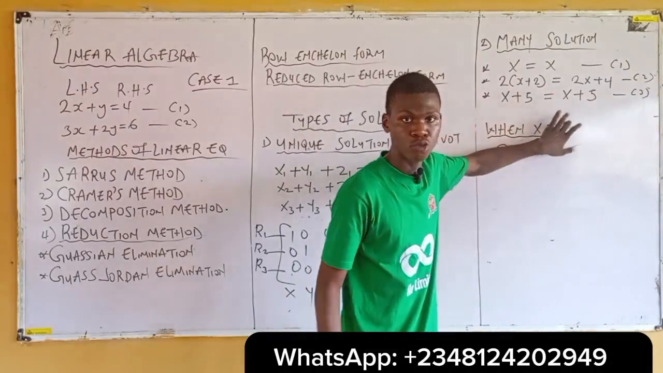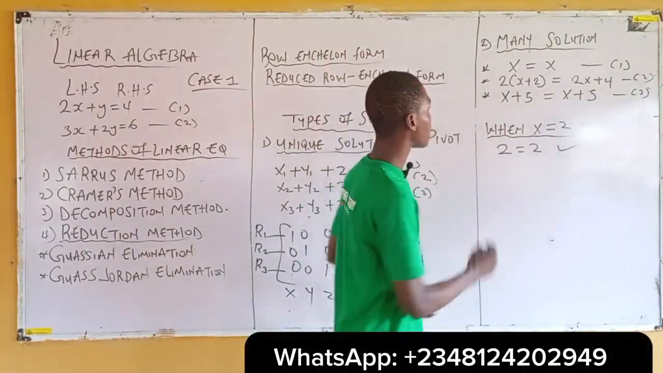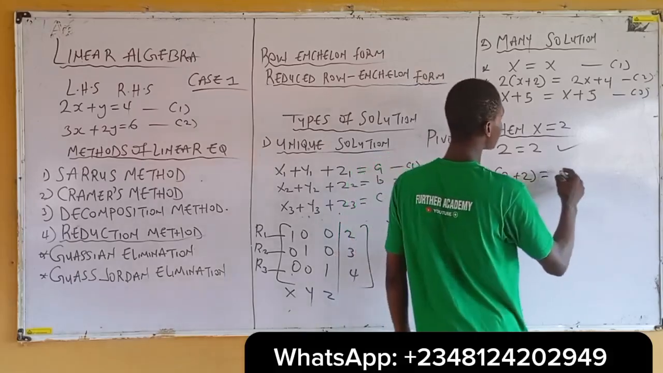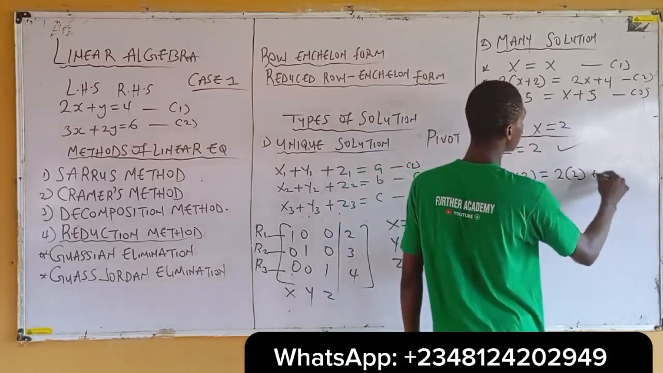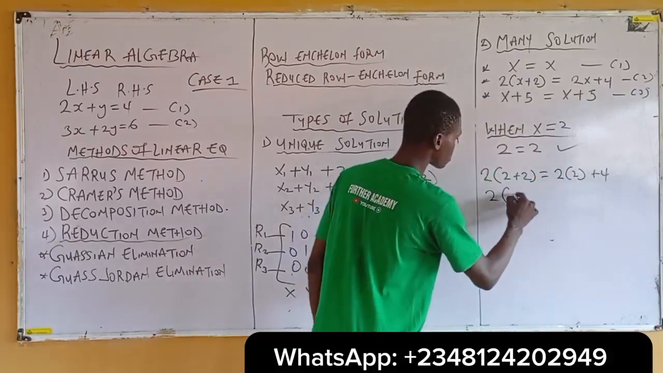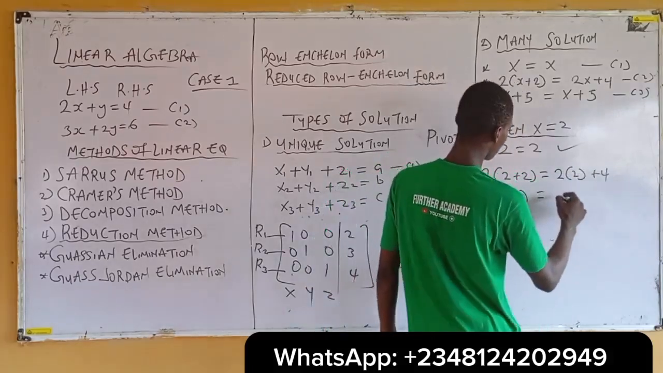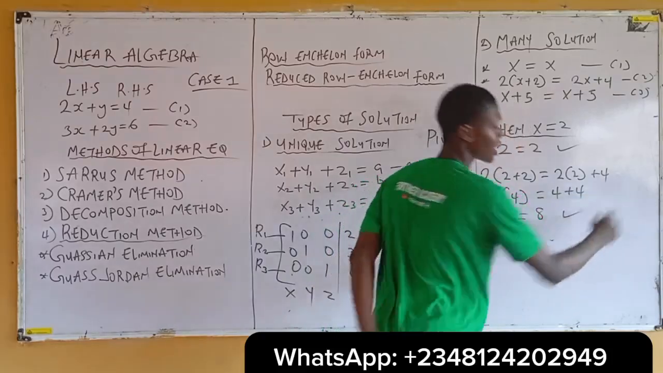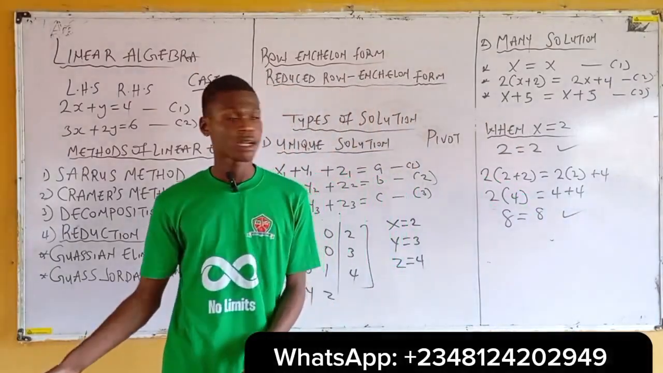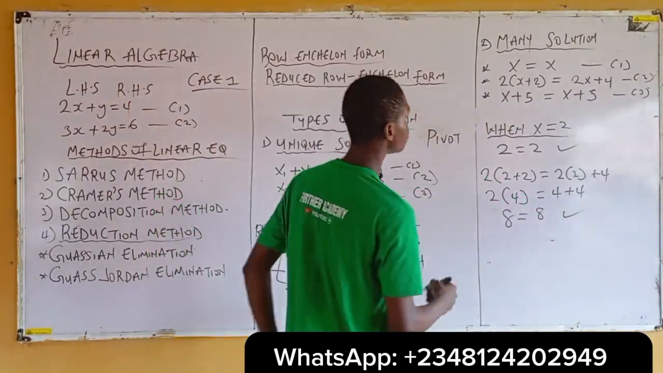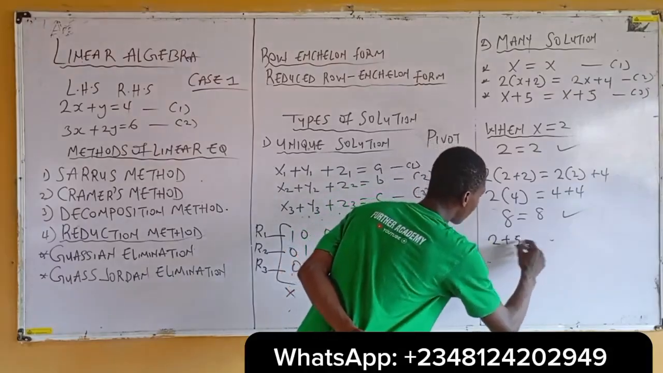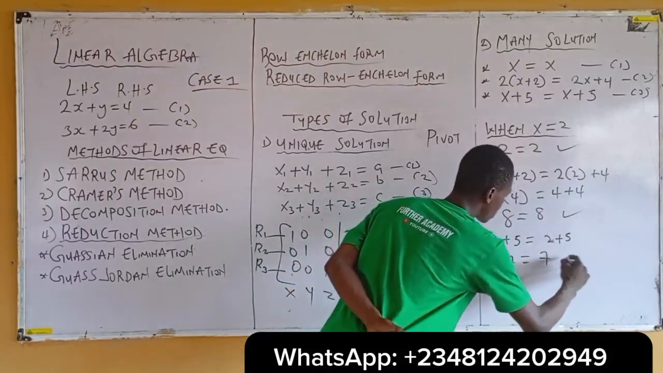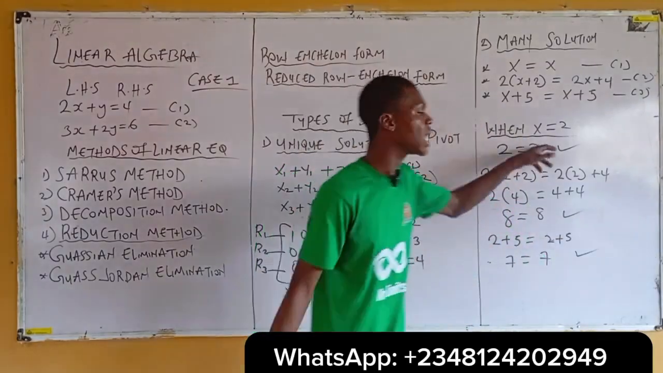Still using the same value of 2, let's solve for equation 2. That becomes what? 2 all into bracket 2 plus 2, equating that to what? 2 all into bracket 2 plus 4. Solving further, this becomes what? 2 multiplied by 4 equals 4 plus 4. Then this gives me 8 equals 8. Satisfied. The left hand side equals the right hand side. Now for the last equation, what do I have? 2 plus 5 equals 7. Satisfied. This is when x equals 2.